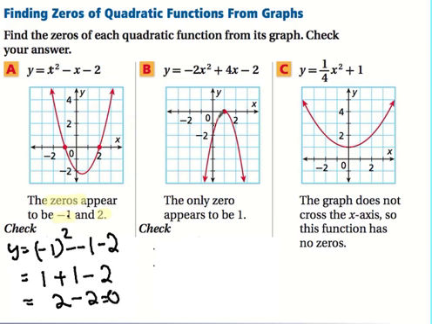Now here, the graph only intercepts at 1 point, which is +1, and here it never intersects, so there are no zeros here. This parabola doesn't have any zeros.